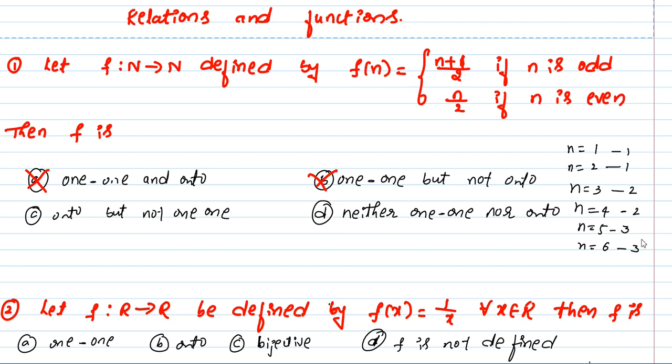So each codomain value has at least one domain value related to it. Each codomain value has a relationship with domain values. So that means it is onto but not one-to-one. Option C is the correct answer.